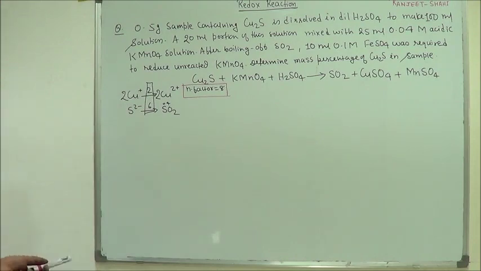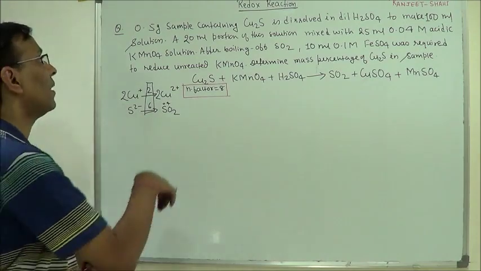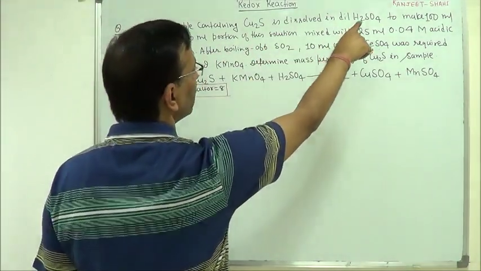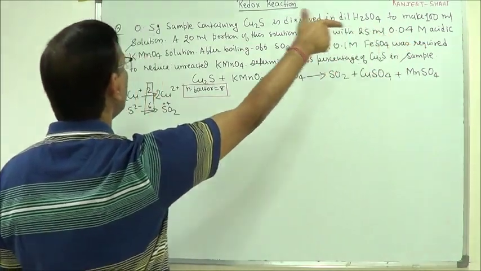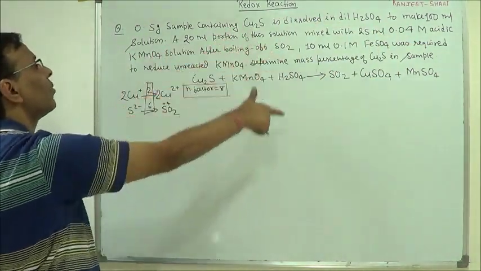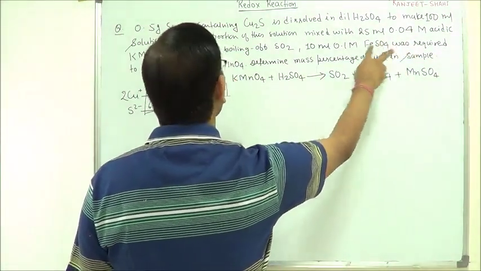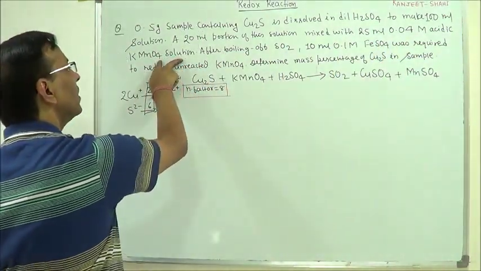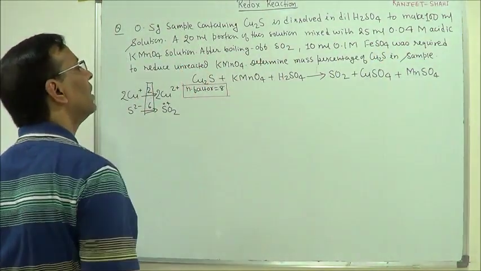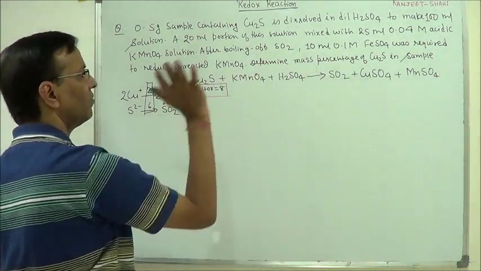The N factor of permanganate is known. So 0.5 gram sample of this is dissolved in sulfuric acid to make 100 ml solution. A 20 ml portion of this solution is mixed with acidic permanganate, but some permanganate is left unreacted, which required some ferrous sulfate.